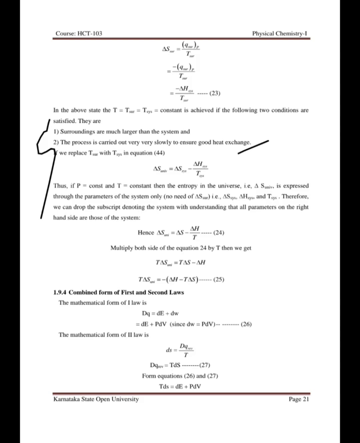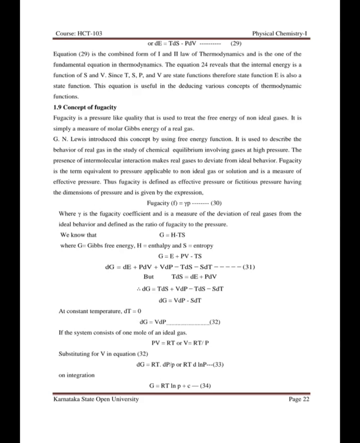And next is the combined form of the first law and second law of thermodynamics. After combining the first law and second law of thermodynamics, we are going to get one more expression. That is the equation delta E is equal to T delta S minus P dV.